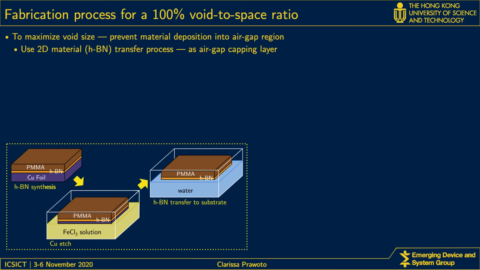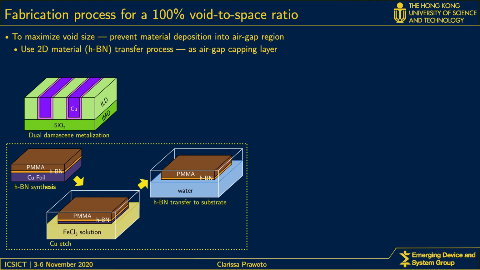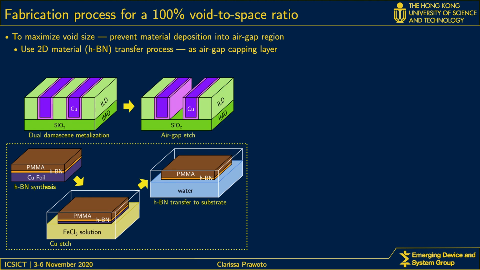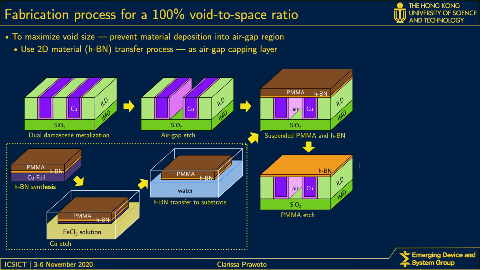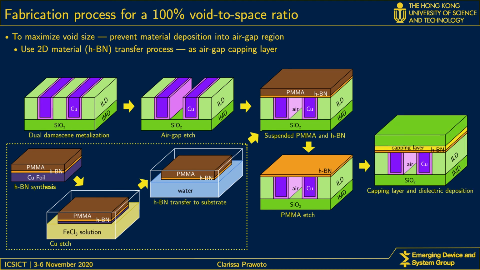For the interconnect layer as the substrate, let's start from a metallization layer. The air gap region is patterned between the metal lines. Then the HBN layer is transferred to the substrate such that the HBN and PMMA are both suspended over the air gap region. PMMA is then etched by annealing, and finally the etch stop top layer and the subsequent interlayer dielectric are deposited.